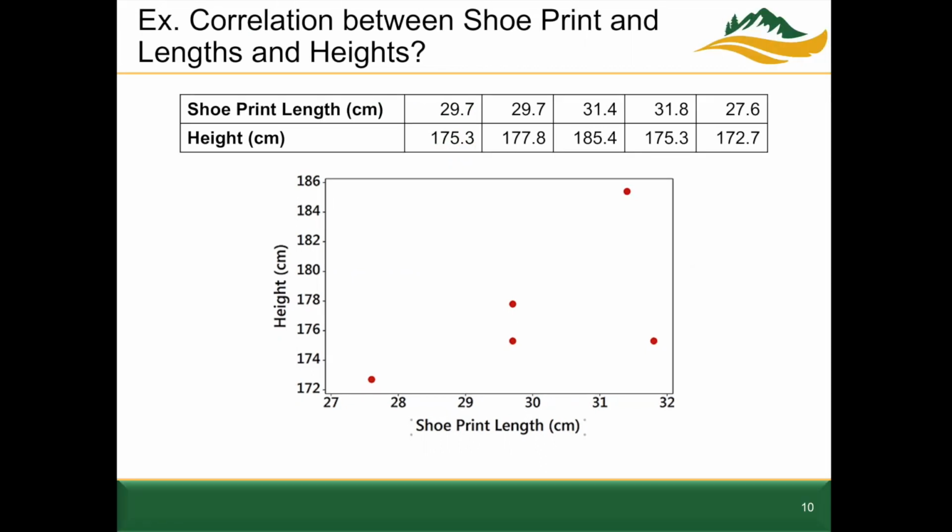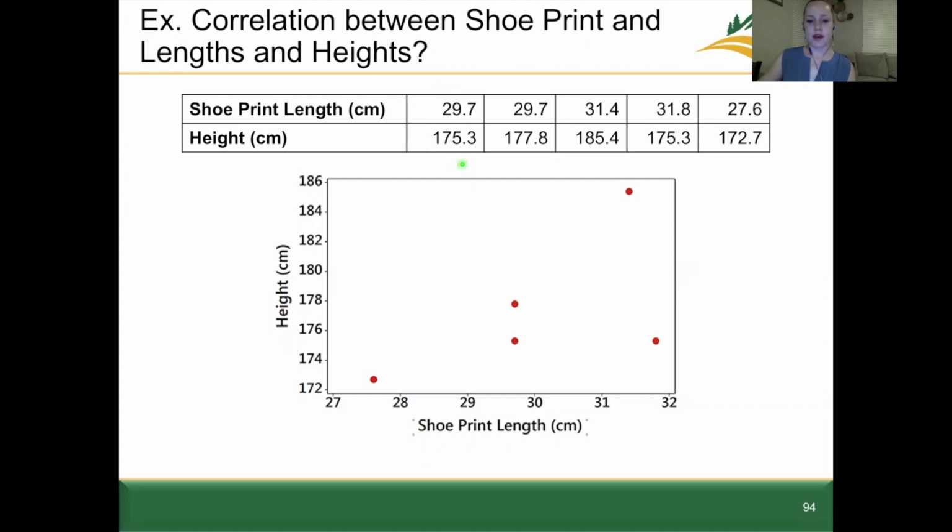This is also why we call the concept paired sample data. So one pair is one shoe print length paired with that specific height. So the pair comes from one person or one source. Okay, so by collecting this data and plotting this data in a scatter plot, we can start to tell if there's a correlation between our two variables being shoe print length and height.